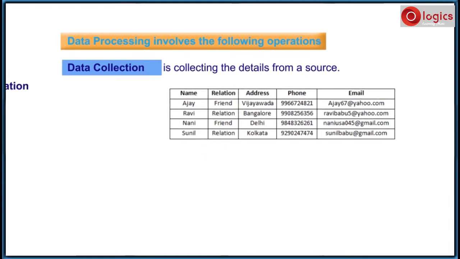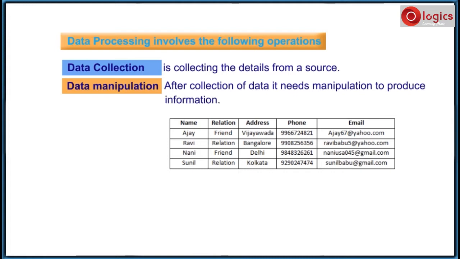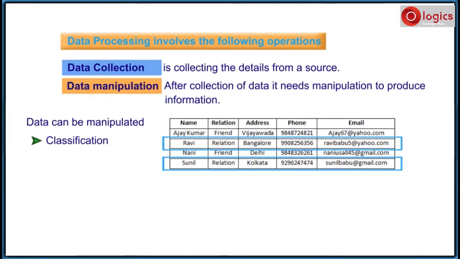Data manipulation. After a collection of data, it needs manipulation to produce proper information. Here I am modifying the collected data. Data can be manipulated for classification. Data can be classified into different categories. Example, data related to friends and data related to relatives, etc.